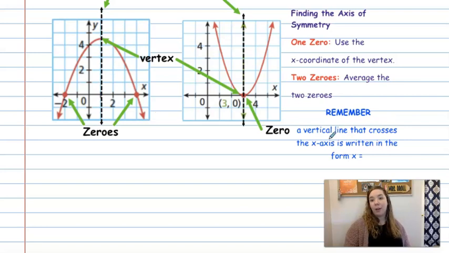Remember, a vertical line that crosses the x-axis is written in the form x equals blank, blank being the number. So in this case, we would have x equals 1, and in this case, we'd have x equals 3. So this is how we write our axis of symmetry.